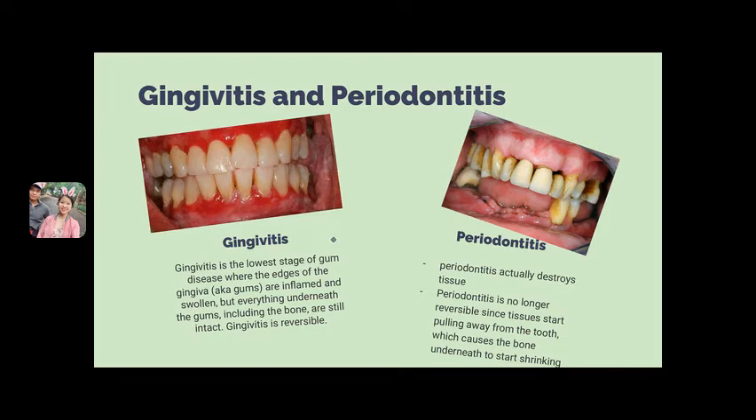and also maintain a good oral hygiene habit in order to stop the progression of gum disease. Periodontitis is the severe stage of gum disease that actually destroys the tissue. Periodontitis is no longer reversible since the tissue starts pulling away from the tooth, which causes the bone underneath to start shrinking.